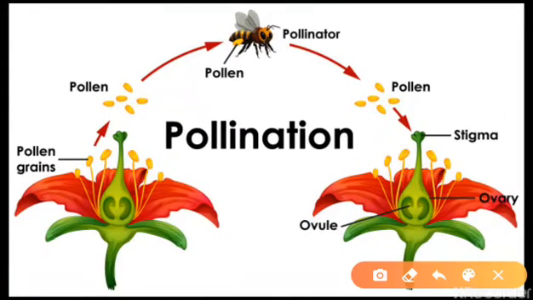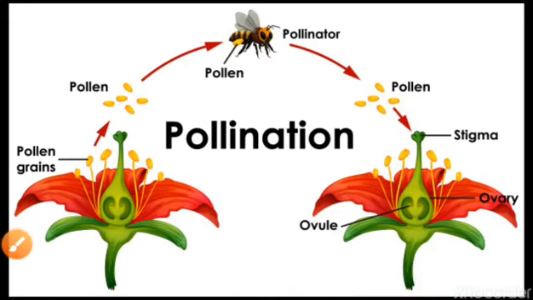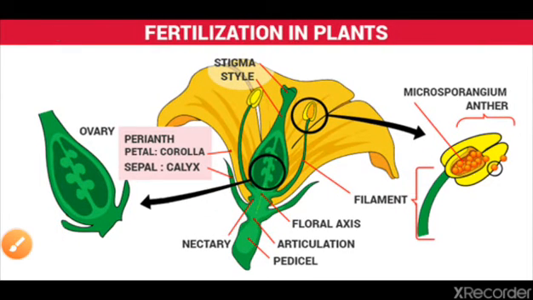I will discuss it a little bit here with this diagram. When the pollen grain sticks over here, it makes a tube. Through that tube, the pollen grain enters the ovary part. In the ovary there is an ovule present, that is, the egg cell. Now the egg cell and the pollen grain fuse together to make the zygote.